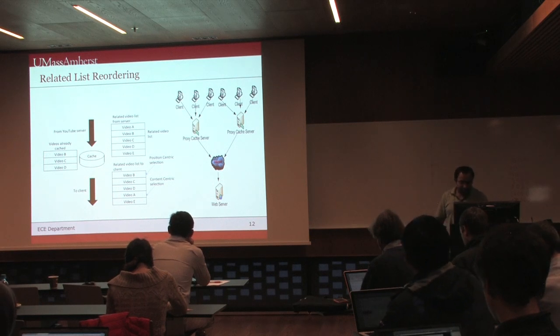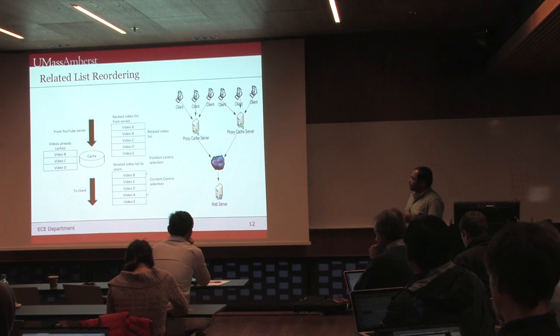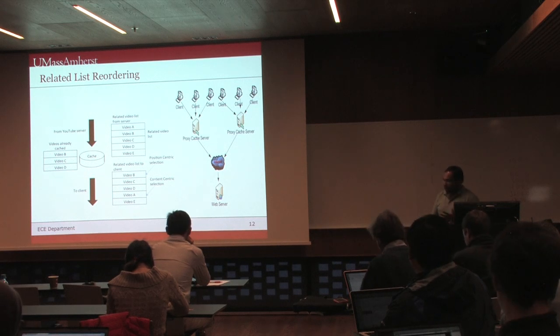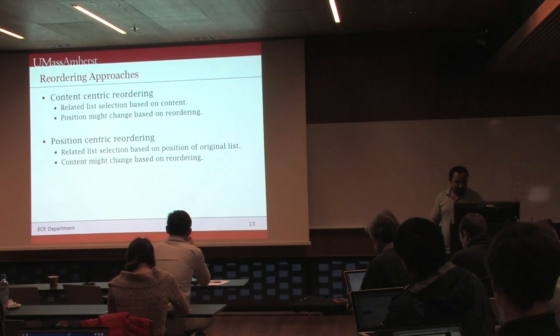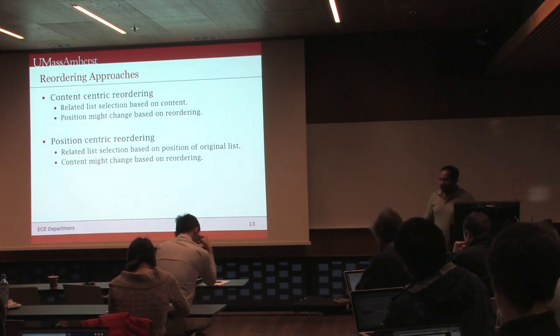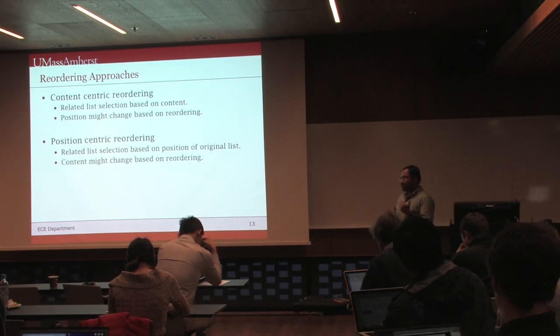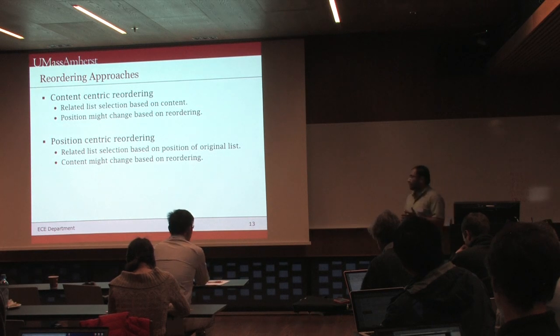There are two ways of users selecting the videos from the related list or reordered related list. Either they can select based on the content which they previously requested, or, if they are lazy, they can select from the same position which they previously requested. So the reordering approach is, one, content-centric reordering, where related list selection is based on your content, and the position of the same video which you requested might change because of reordering. In position-centric reordering, the related list selection is based on the position in the original list originally requested, and the content might change based on reordering because the content was in the cache.